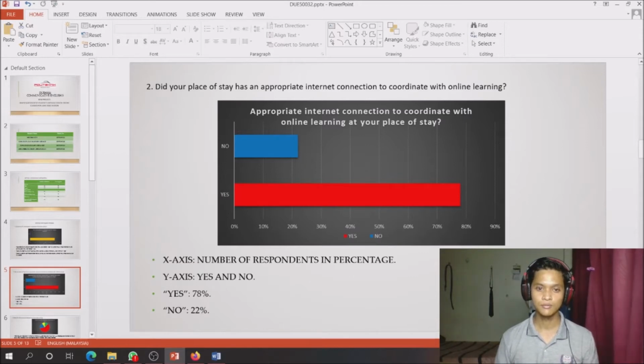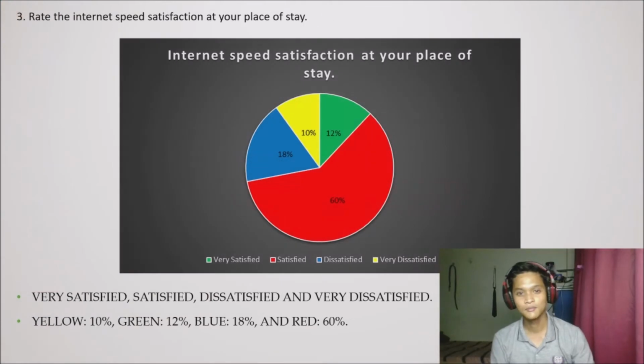According to the graph, the highest frequency, which accounted for 78% of the respondents, picked yes. Meanwhile, the respondents who picked no are drastically lower than yes, accounting for only 22%. To conclude, a vast number of students have an appropriate internet connection to coordinate with online learning at their place of stay.